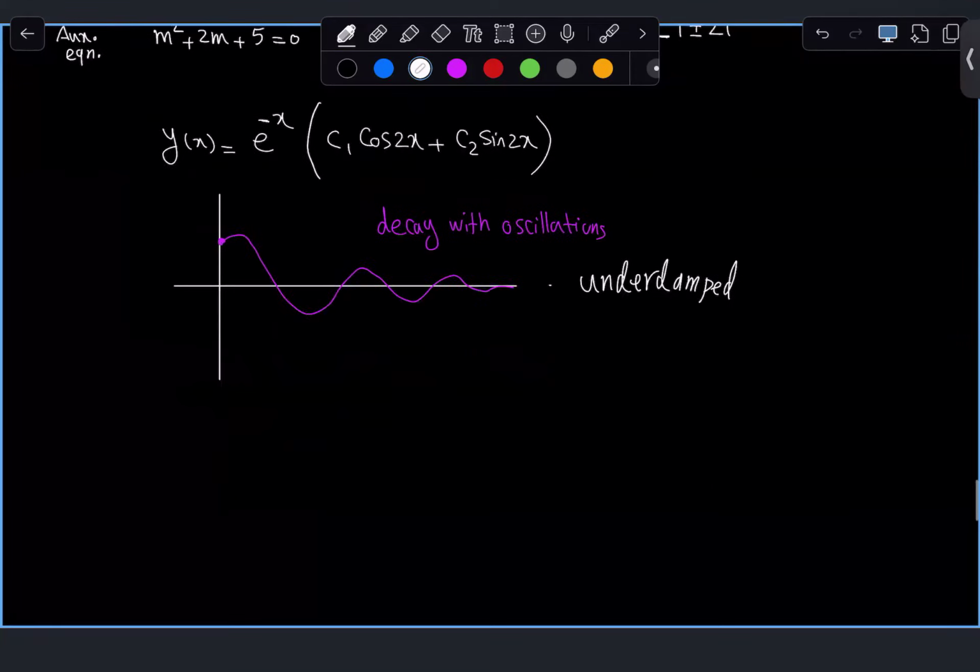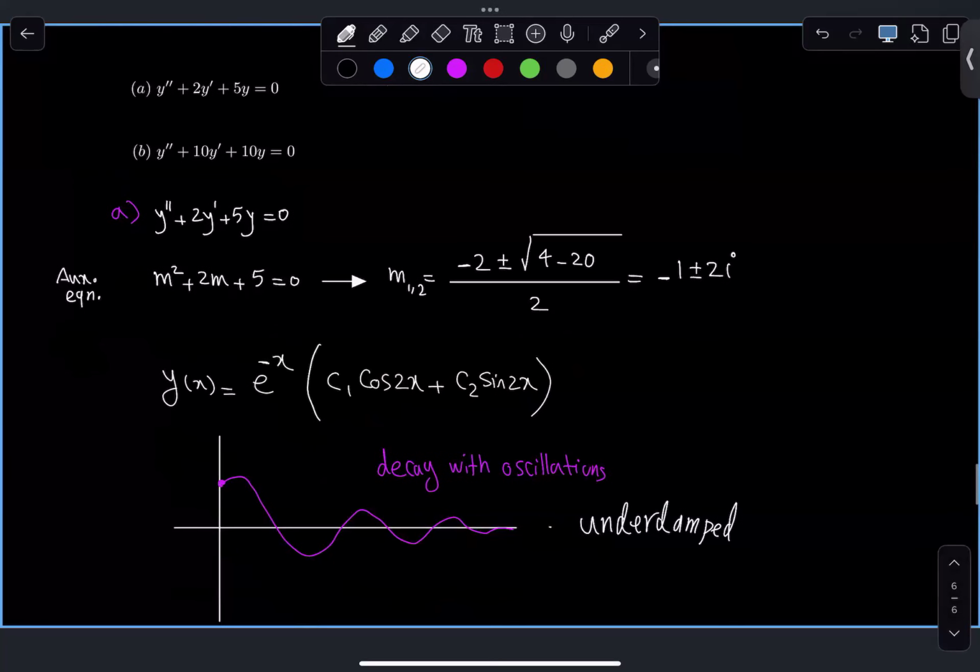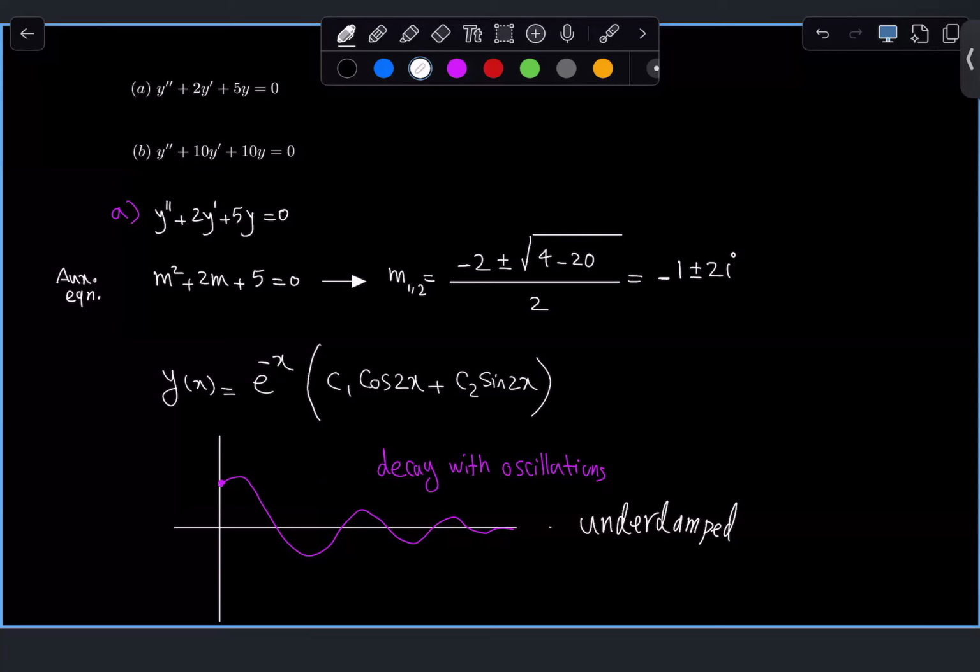Okay, let's do the other one. Or actually, I think Bernoulli is a little bit more difficult. So just this one, which case is it? You can just tell me that. The first one, or second one?